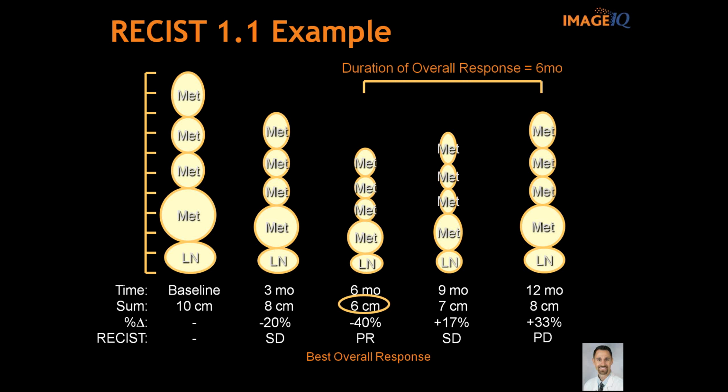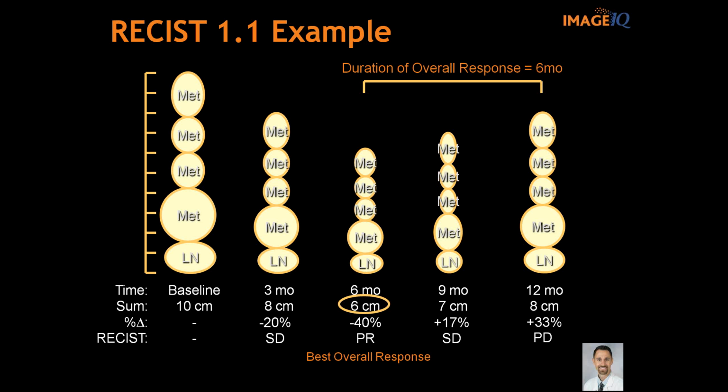This is the overall review, and a couple of terms in there. Their best overall response was partial response, and their duration of overall response is from the time they met their best response to the end of therapy. And we have that shown as well on the top. That's the general overview of it.